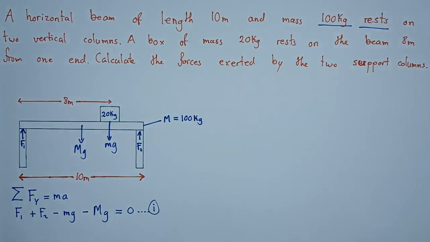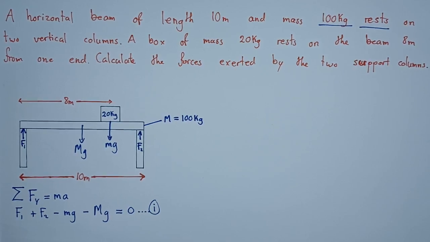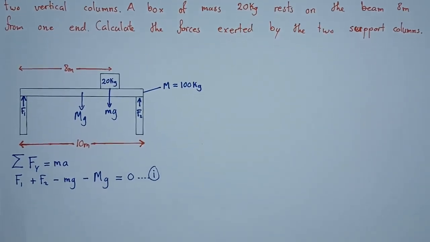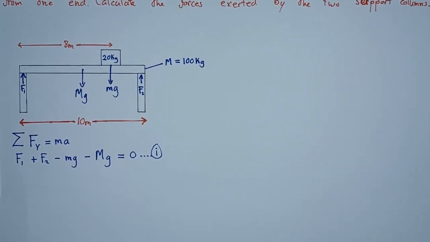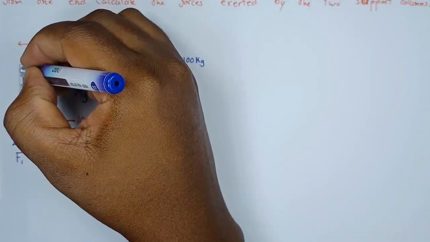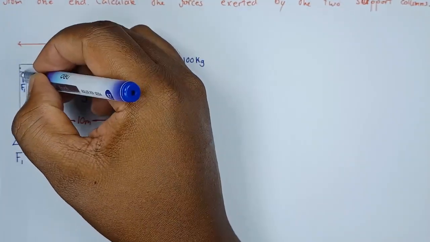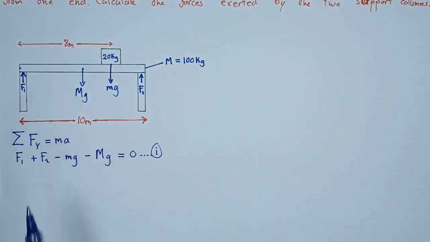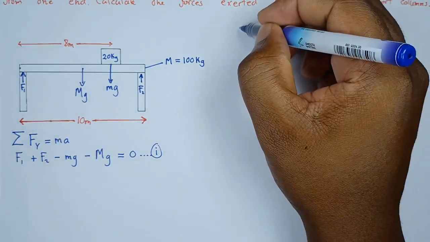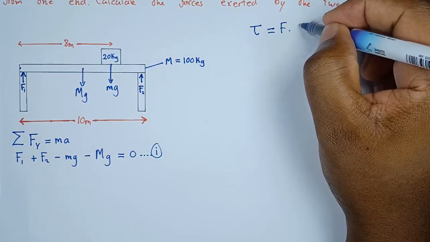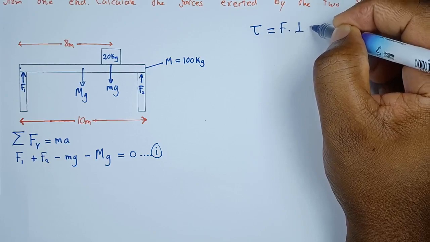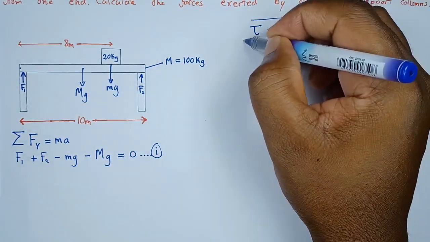Okay, now let's apply torque. To apply torque, we first need to identify a point of rotation, a point where there's a force and where this object can rotate about. So let's assume that this object of ours is going to rotate about this point. At this point, the force which is there is F1. Remember, torque is given by force multiplied by the perpendicular distance. This is the formula for torque.